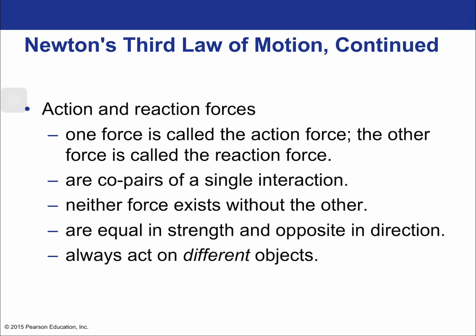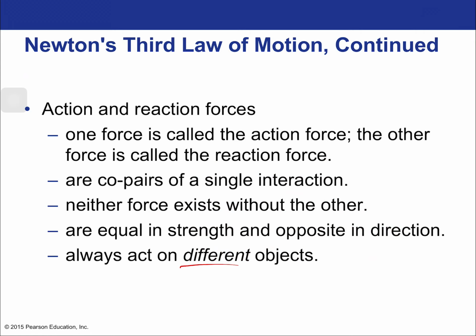This applies to particles as well. If we're talking about physics at the particle level, there are co-pairs of every interaction between electrons and protons and leptons and muons and all these things. There are always going to be these reaction pairs. Neither force exists without the other. It's simply impossible. There's no asymmetry in that regard in physics. They're equal in strength and opposite in direction, and they always act on different objects, as I said before.